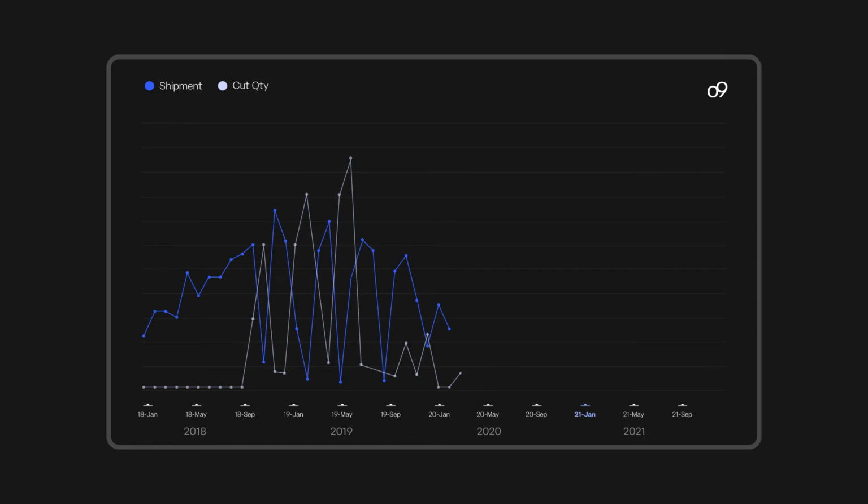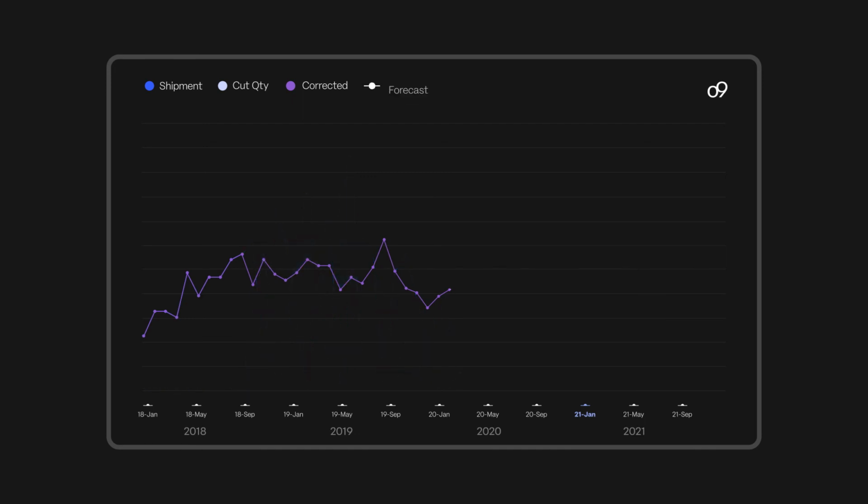Simply adding the cut quantity to shipments will overinflate the demand because customers reorder the same quantities if the original order was not met. O9's digital brain can correct the history by using a more sophisticated algorithm, such as a seasonally adjusted linear interpolation, to reflect the true demand. This corrected shipment history can then be used as an input for forecasting.